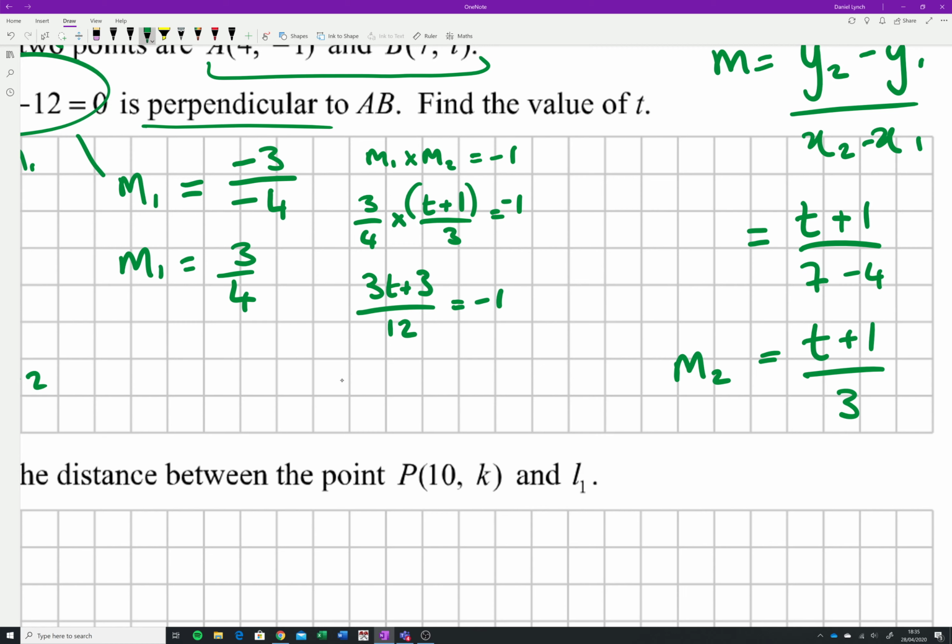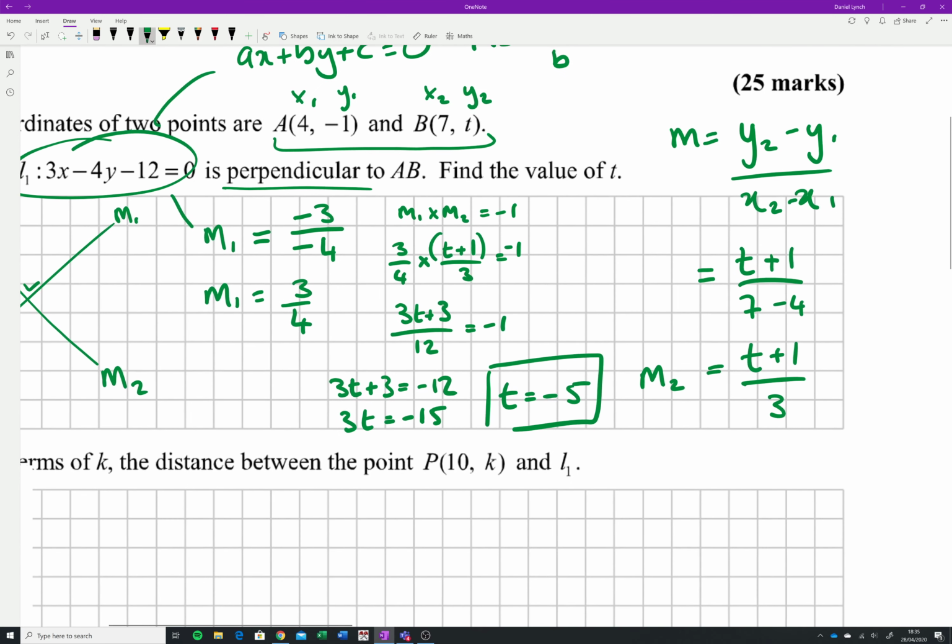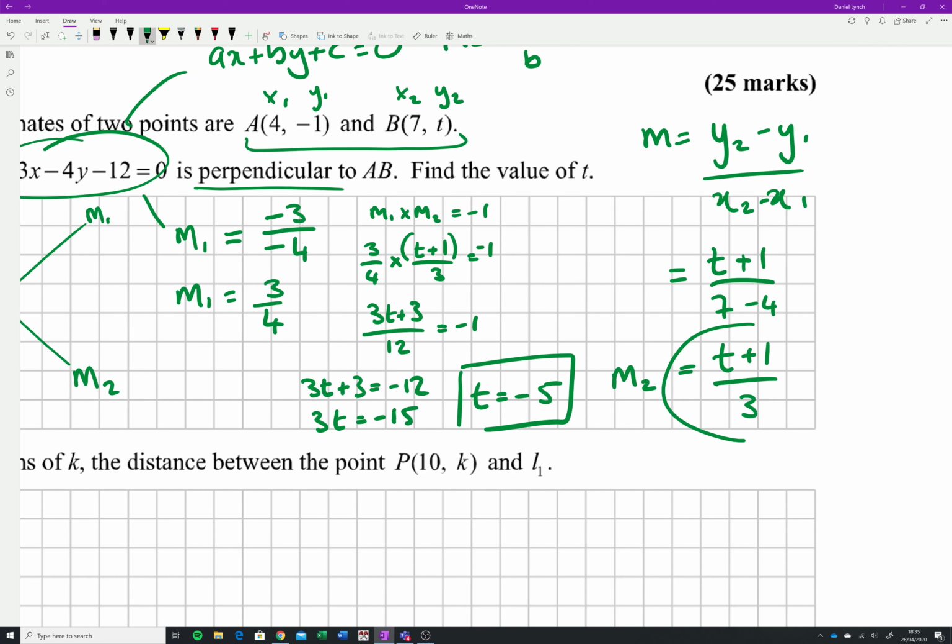Multiply both sides by 12. We end up getting that 3t plus 3 is equal to -12. Subtract 3 from both sides, and 3t is equal to -15. And there we have it, there's our answer. t is equal to -5. And if we do place it in, it's worth just a quick double check.